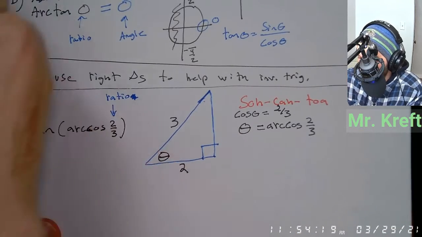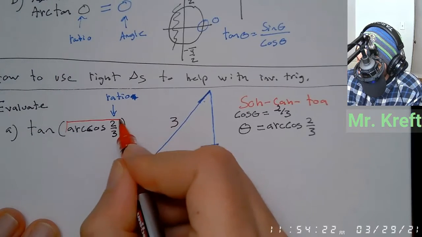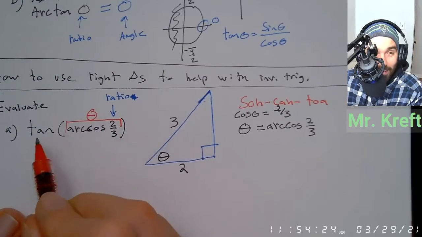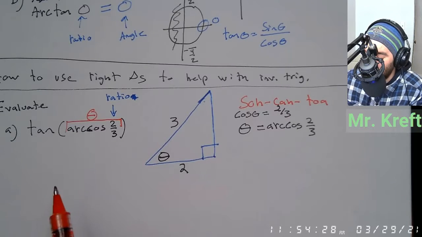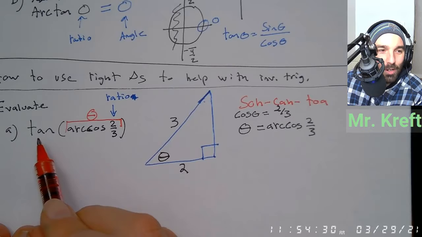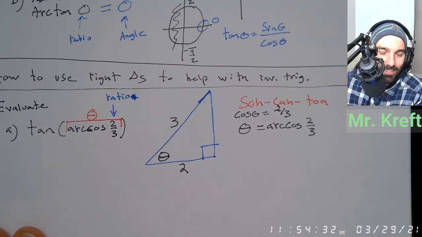Now, why is that cool? We have to remember that this right here is theta. So what are we really solving for? And this is where the graphic really helps. What am I really solving for? I want to know what tangent of theta is.